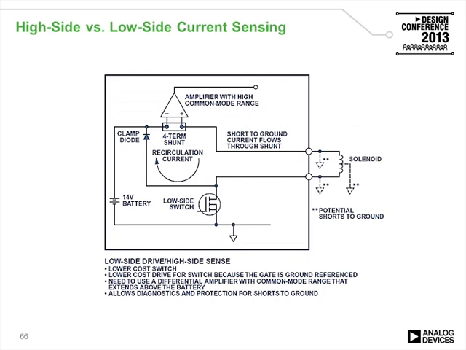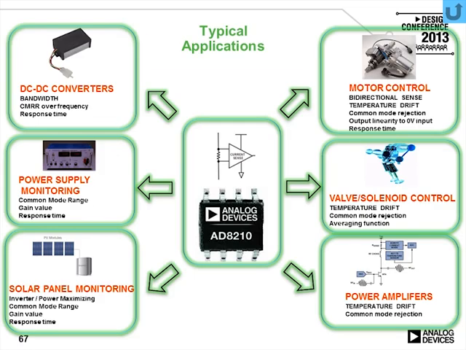In this case, high side current sensing requires a lower cost switch and low cost drive, which makes for a lower cost system and also allows diagnostic and protection for shorts to ground. The trade-off is that it requires the use of a differential amplifier with a high common mode range. Current sense amplifiers can meet these requirements.